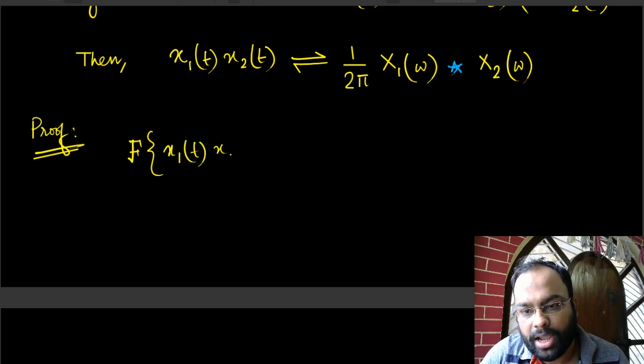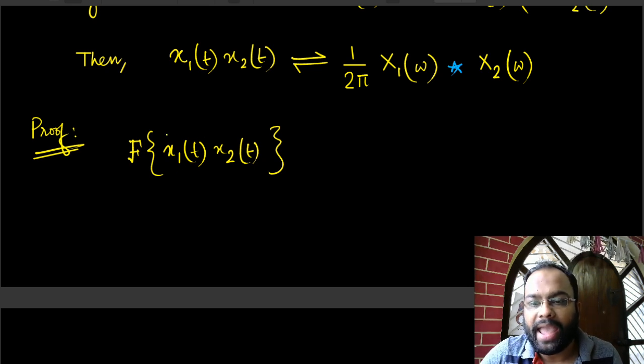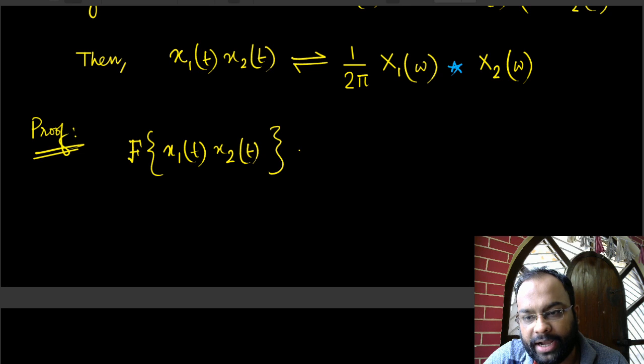x1(t) times x2(t), right? Again, one more important thing: the concept of modulation is commutative in nature. So you can assume that x1 is modulating x2, or you can assume x2 is modulating x1, because ultimately this is a multiplication, right? All right. So we are calculating the Fourier transform of x1 times x2, and by the definition of the Fourier transform, this is going to be it.